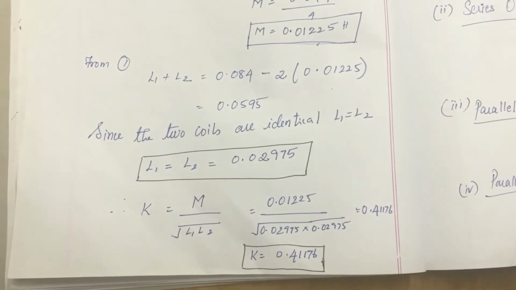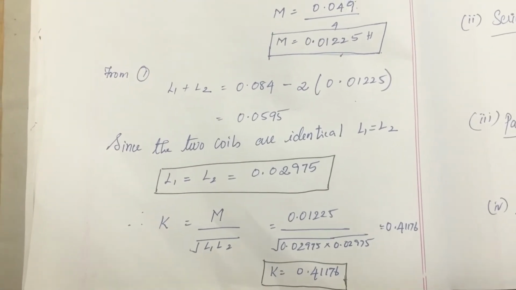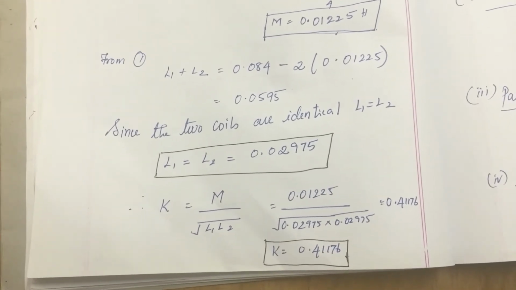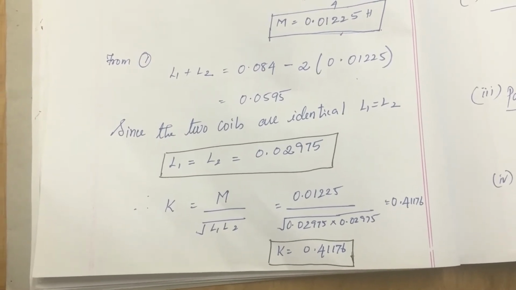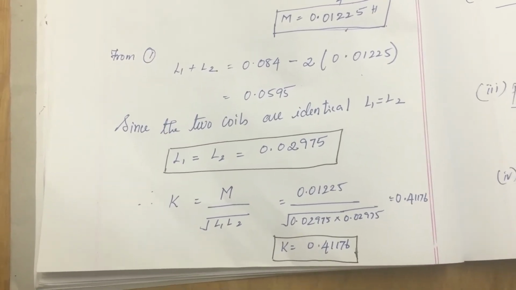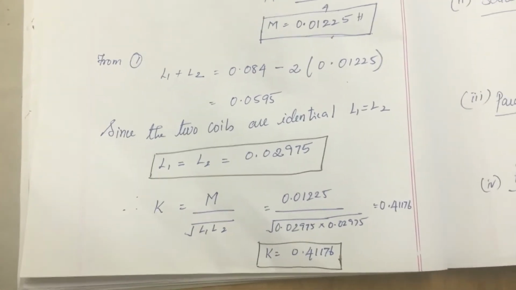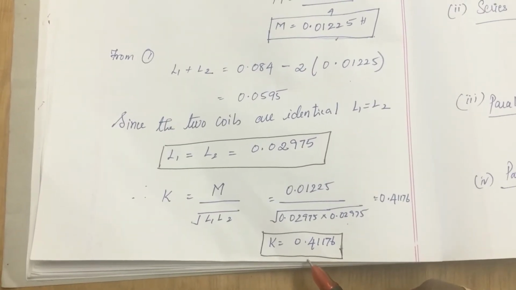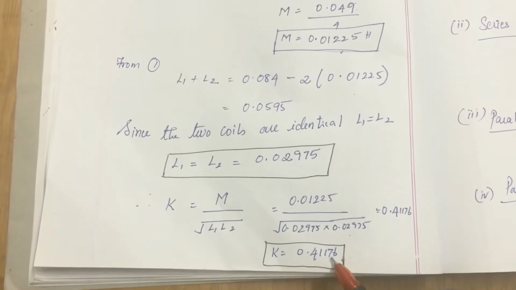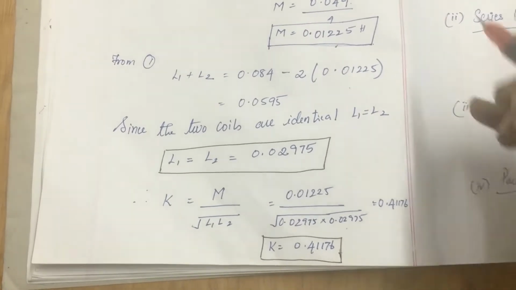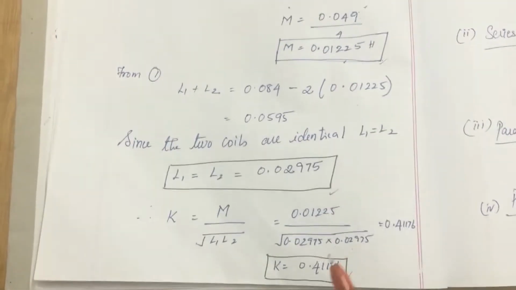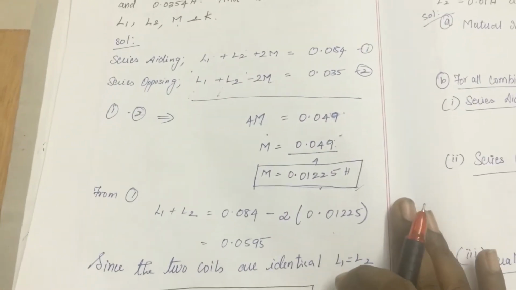Now I have to find my last parameter, the coefficient of coupling. The coefficient of coupling K is M divided by root of L1 into L2. I have my M value, L1 value and L2 value. If I substitute all the values, I have got my K value as 0.41176 for this problem. So I've got all my answers: mutual inductance, L1, L2, and K, and I have completed this problem. Now let us see the second problem.